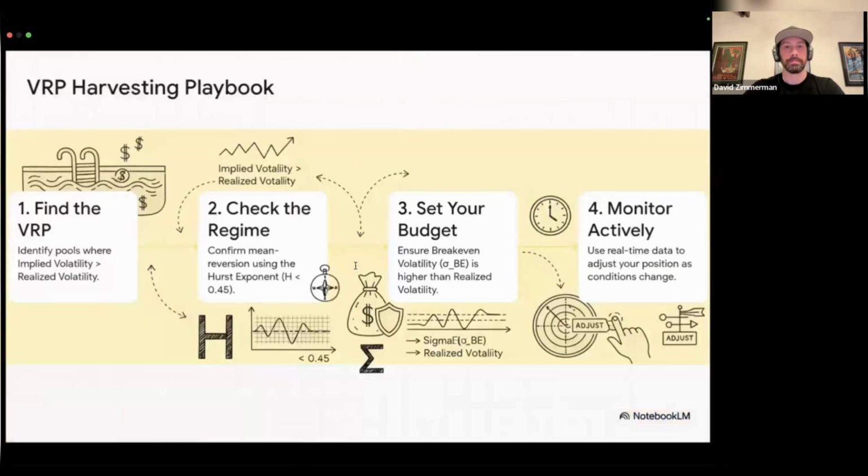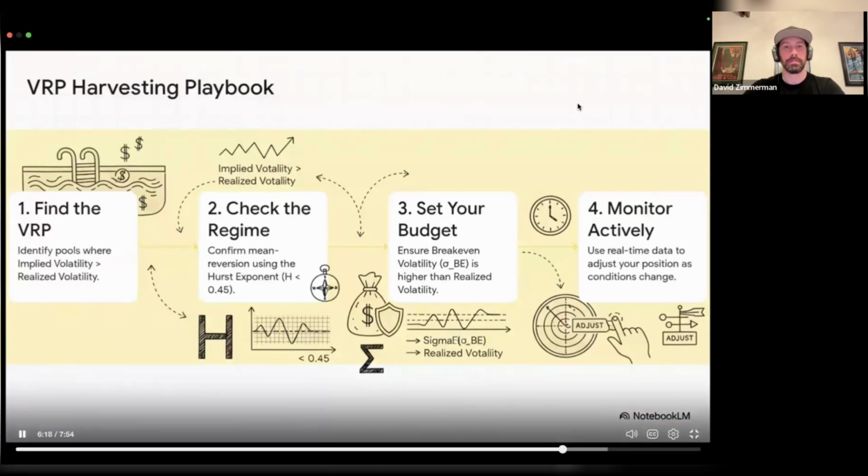Here's the 4-step playbook. First, you find a pool where the market is overpaying for volatility, where implied vol is way higher than what's actually happening. Second, you use the Hurst Exponent to confirm the market is in that friendly, range-bound mode. Third, you deploy your capital, but you make sure your volatility budget, your Sigma BE, is safely above the current market choppiness. And fourth, and this is crucial, you monitor everything in real time and you stay ready to adjust or pull out if things change.